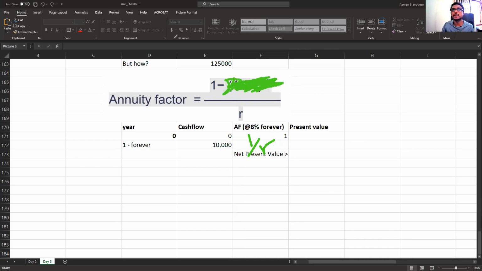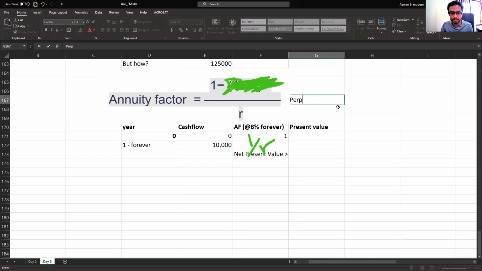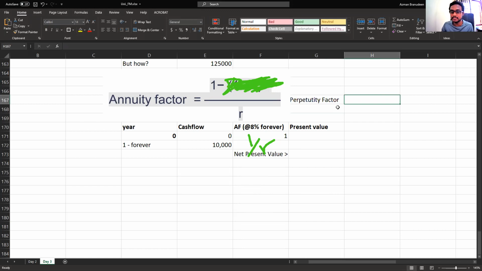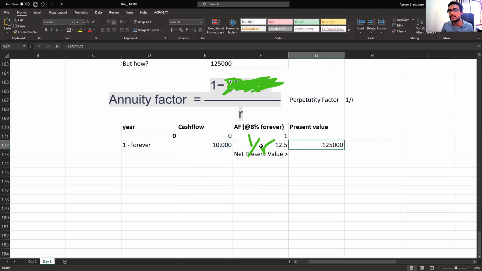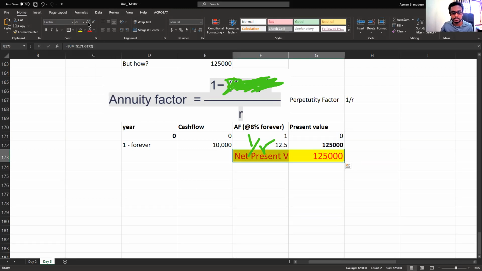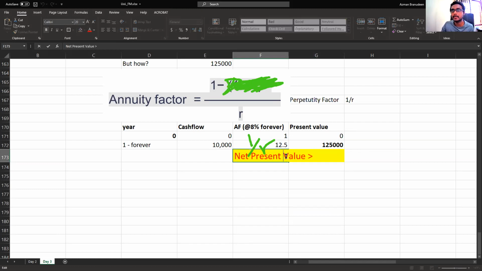And that is what brings us to a factor called the perpetuity factor. The perpetuity factor is 1 over r. Therefore 1 divided by 8% is 12.5. So the present value is 10,000 into 12.5, which is 125,000. Year 0 is 0, therefore the net present value is 125,000. There you go, you have your final answer.